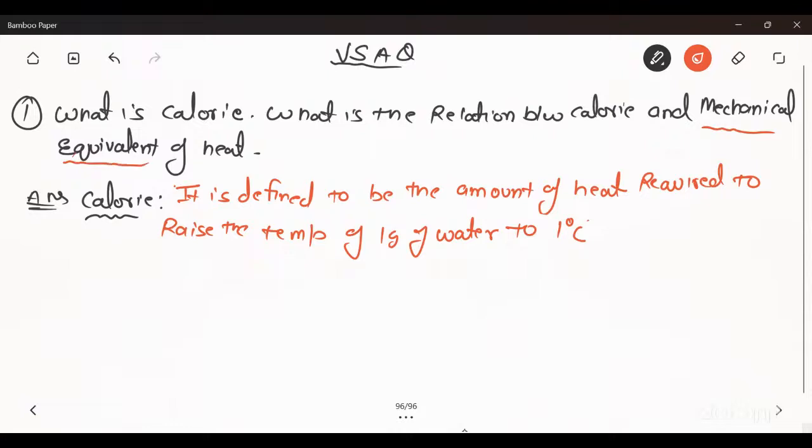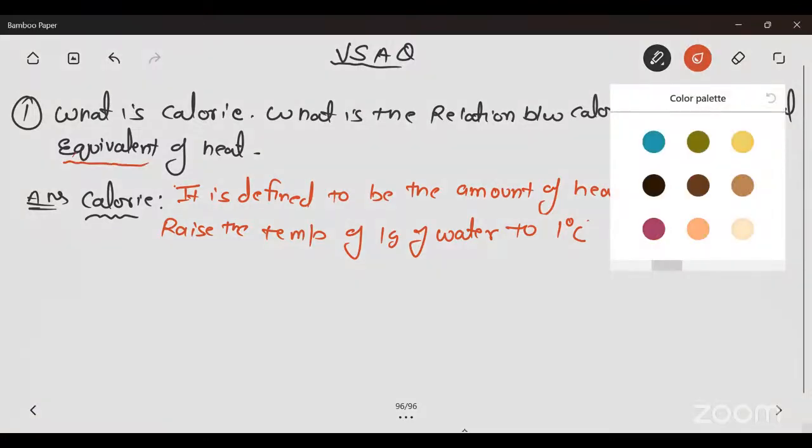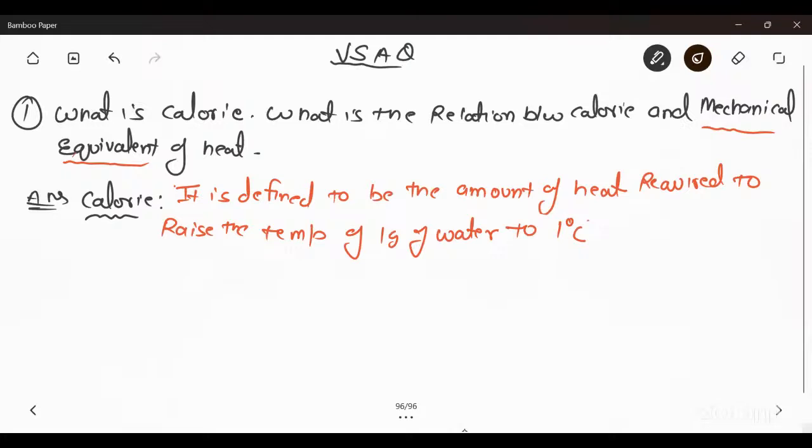So what is this mechanical equivalent of heat? We know that all work can be converted into heat. The more work we do, the more heat will be produced. So work is directly proportional to heat. After removing the constant of proportionality, a constant comes which is known as J. This J is known as the mechanical equivalent of heat. So J is equal to W upon Q.